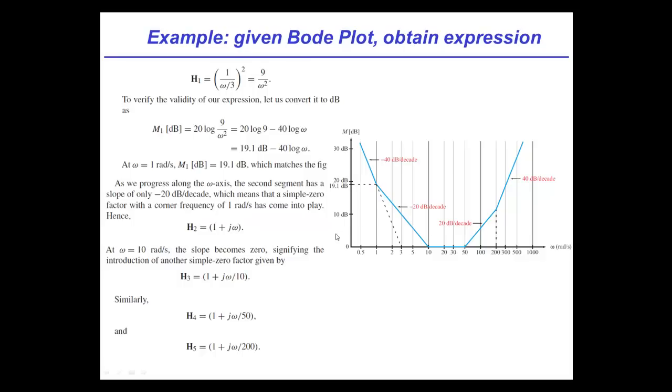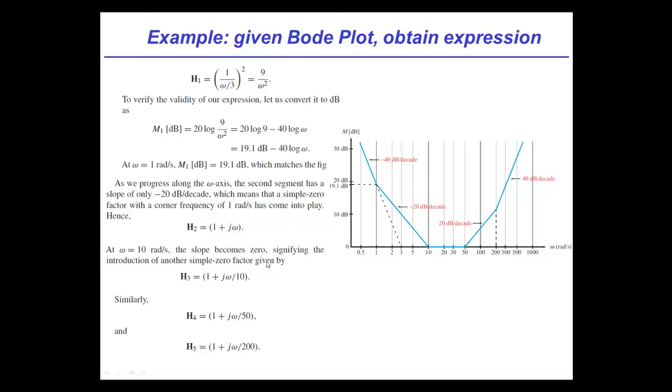Okay, let me go through it again. You get a single pole at the origin with an order of 2. Correct. A k of 9. Correct. Which, of course, 20 log 9 gives us the 19.1 dB. That shifts that pole. And then you have 4 zeros that progressively shift the response to more and more positive slope. Correct.